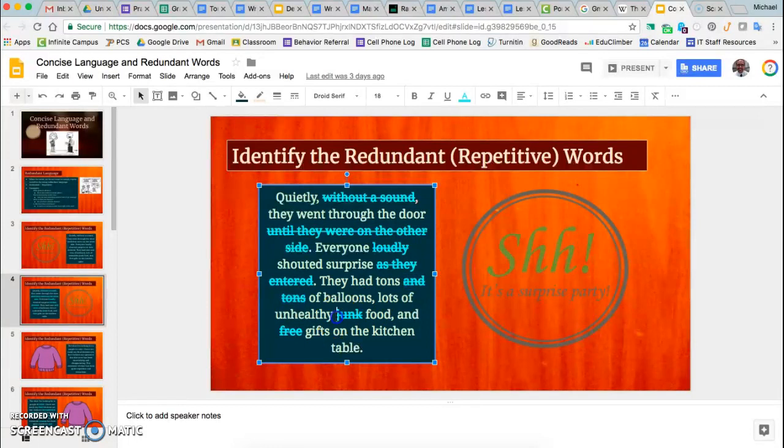Lots of unhealthy junk food. There's no other type of unhealthy food. In fact, it might sound a little bit better to get rid of unhealthy here and just say lots of junk food. But either way, whichever word you get rid of would be fine here because they mean the same thing. And free gifts on the kitchen table. If you had somebody ask you to pay for a gift, that would be kind of strange. That wouldn't really be a gift. Okay, so the word free there is completely redundant and should be taken out of that sentence.